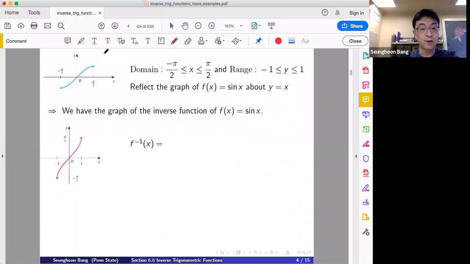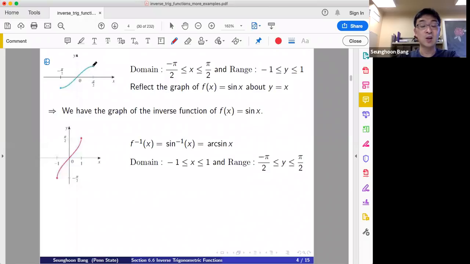The inverse of f of x, I'm going to use one notation, inverse sine of x or arc sine of x. It's just a notation for the inverse of the sine function. What's the domain of the inverse function? Minus 1 to 1. The range is minus pi over 2 to pi over 2. What does it mean? The range of function f becomes the domain of the inverse function, and the domain of f becomes the range of the inverse function. This is the exact meaning of an inverse function.